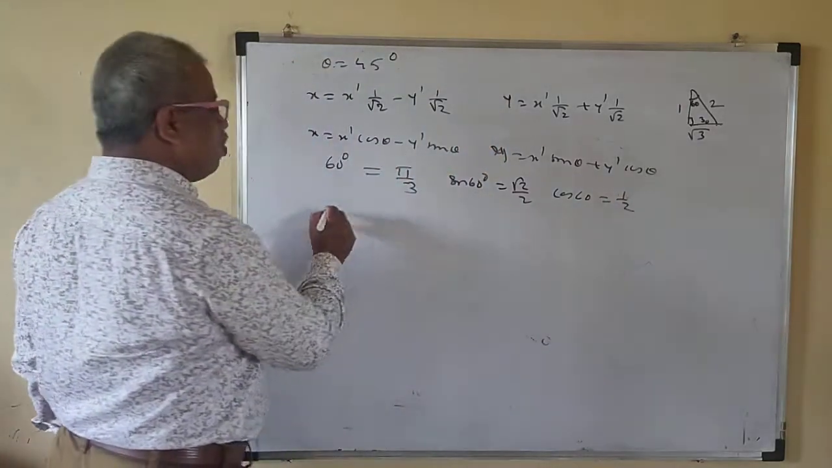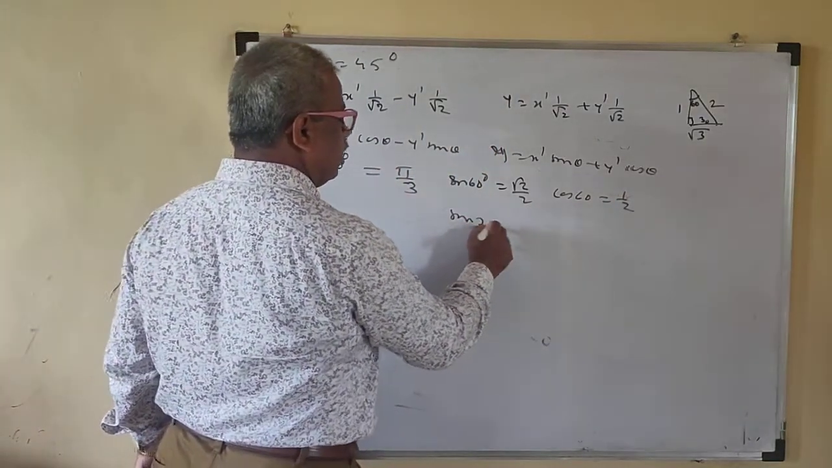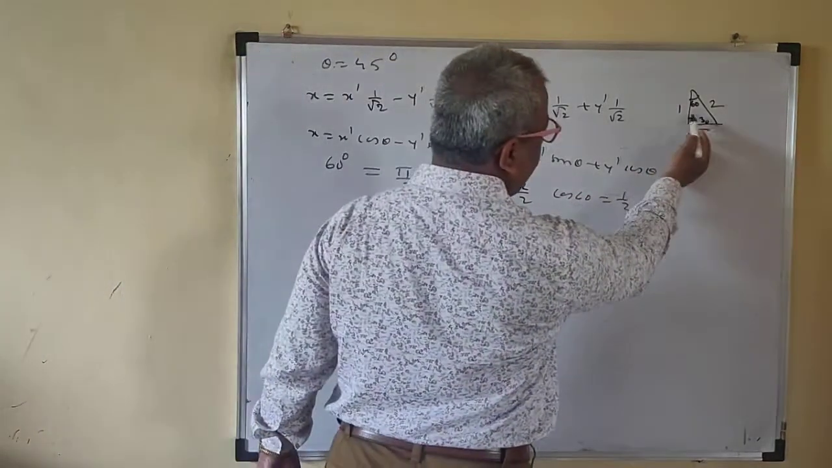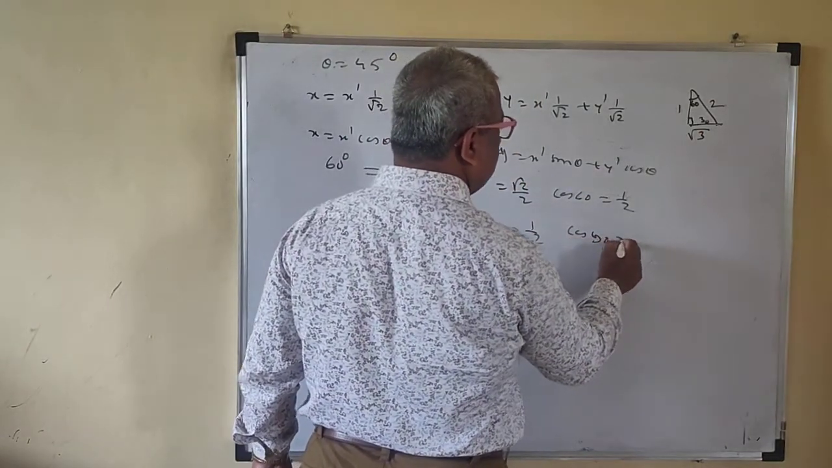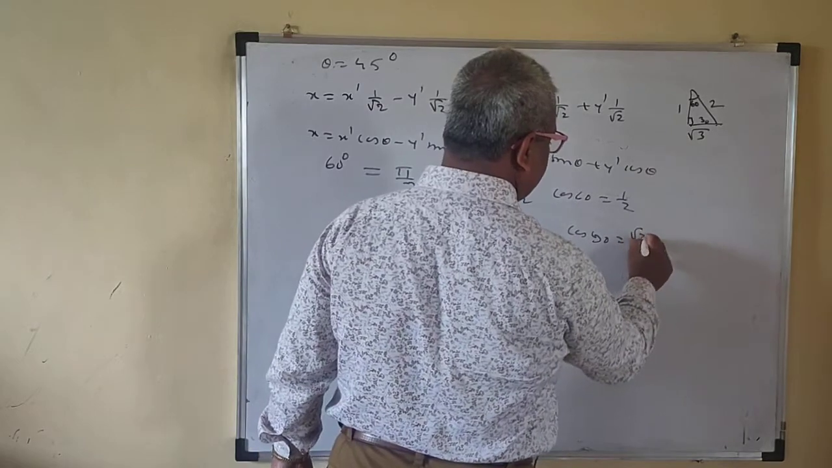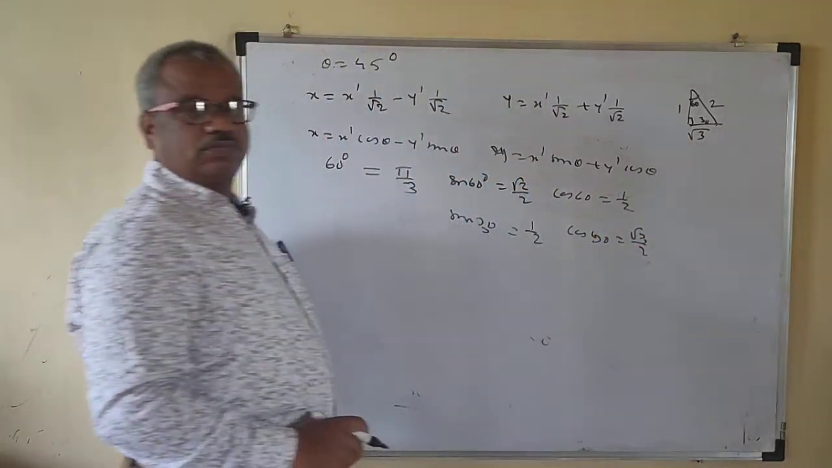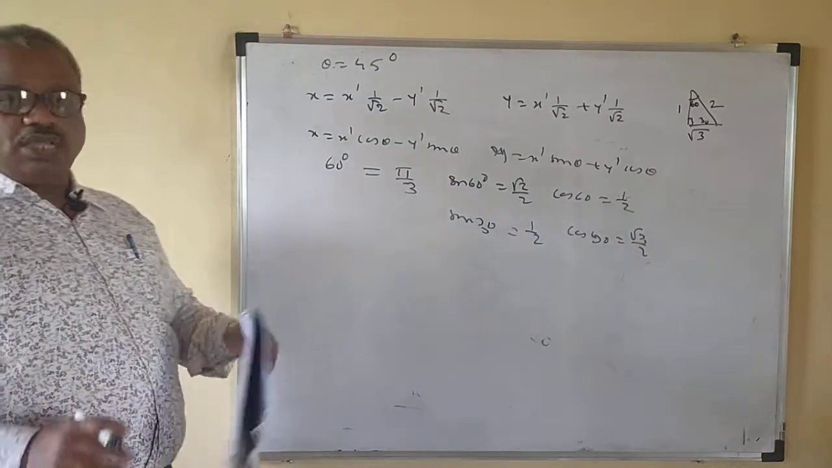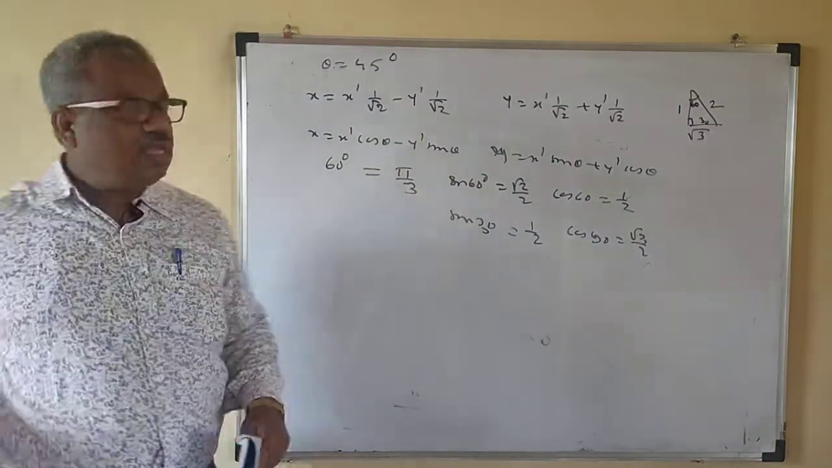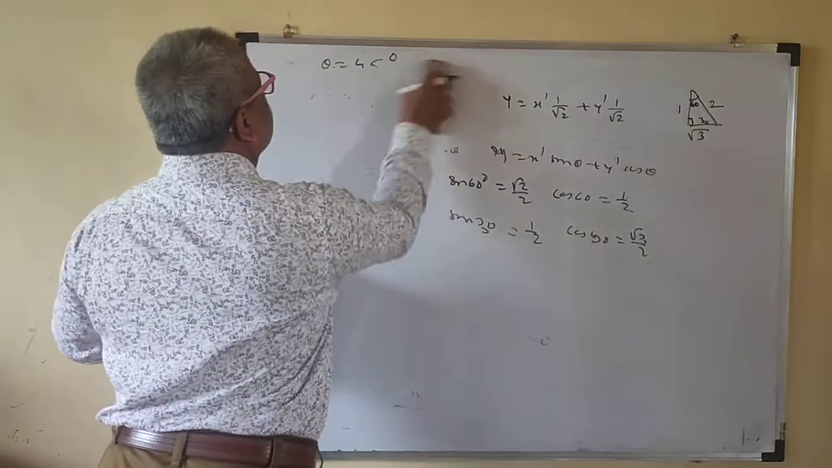Half. Suppose you want sin 30 degree. Sin 30 degree is opposite side, 1, upon hypotenuse. Cos 30 degree is adjacent side upon hypotenuse, so this is root 3 by 2. Right? So in this way, if the angles are given, you can find the equations of the translations.